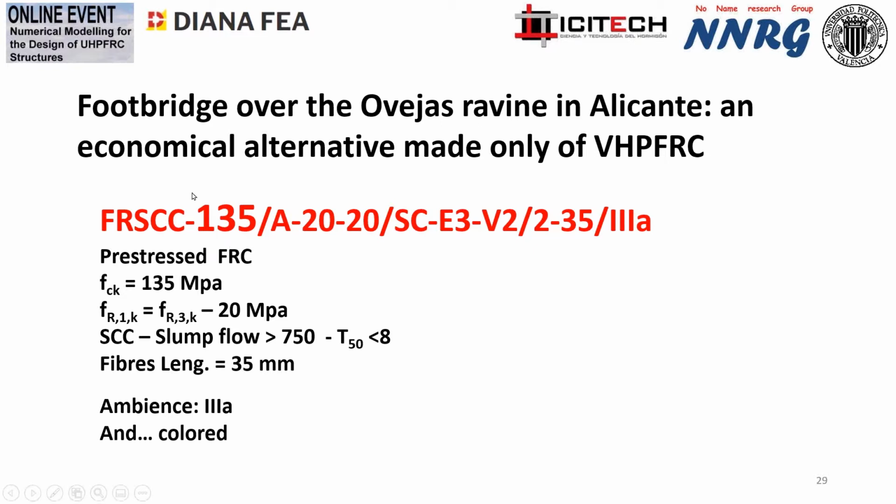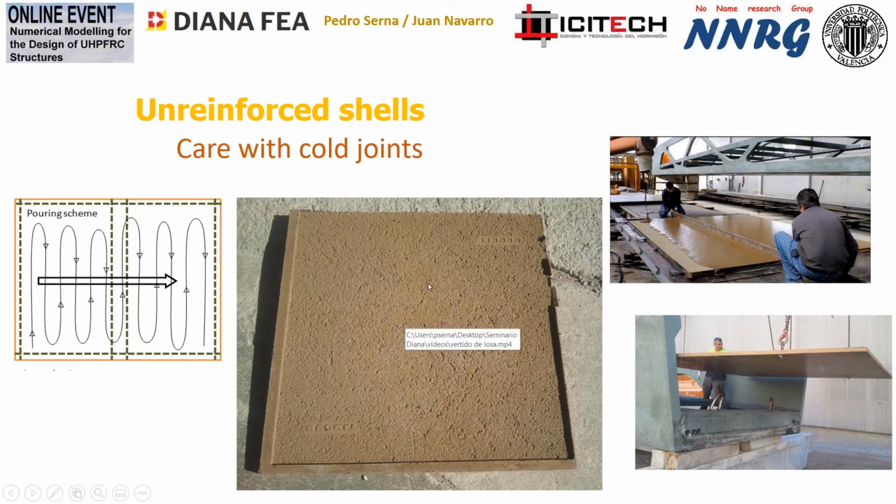Then we decided to work with a 135 megapascal compressive strength concrete, of course self-compacting, with flexural strength of 20 megapascal. That means close to 6-7 megapascal in direct tension as characteristic value. In this case, we worked with 35 millimeter length fibers because we wanted to do this element.